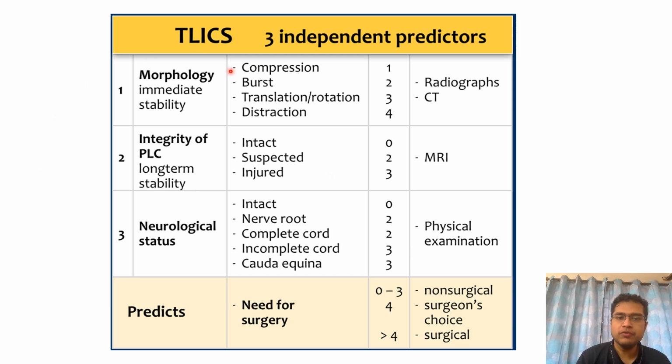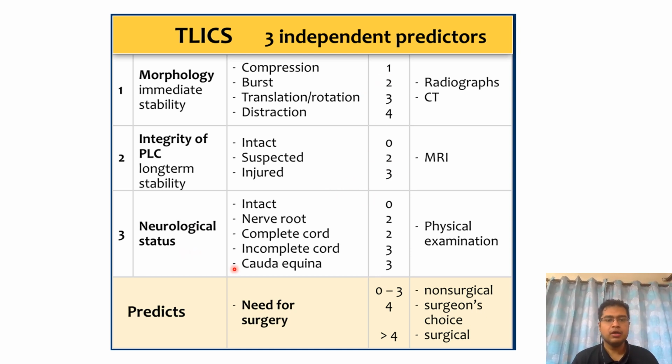So here the morphology of the injury was a burst fracture, that is defined as compression fracture of the vertebra along with retropulsion of the posterior superior fracture fragment. Integrity of the posterior ligamentous complex, which constitutes the supraspinous, interspinous ligaments, ligamentum flavum and the facet joint capsule. Here it was injured. So here the score of 2 plus score of 3.